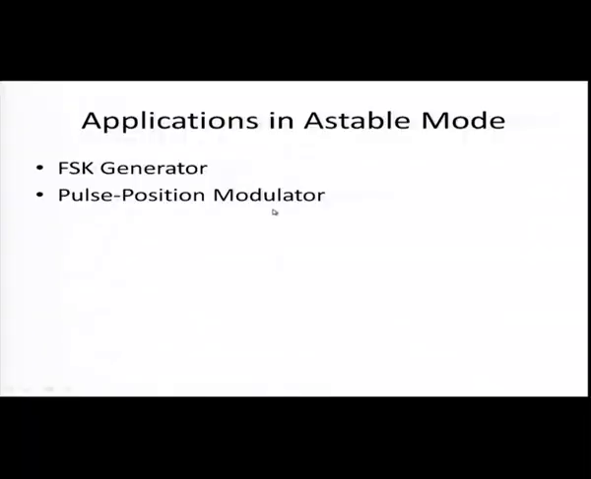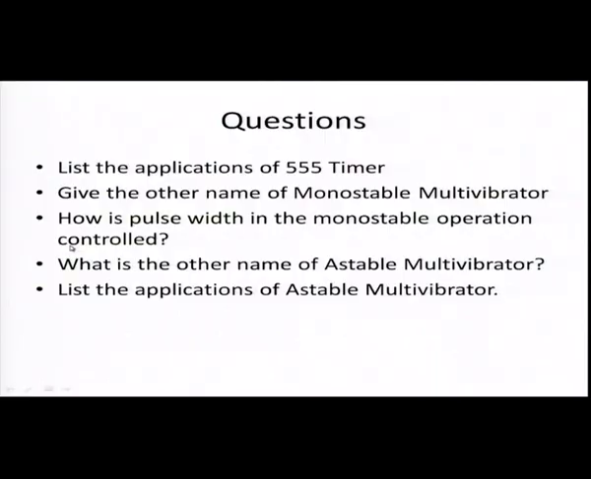The applications are function generator, FSK generator and pulse position modulator. These are the applications of the astable mode. Give me the answers. List the applications of 555 timer. Give the other name of monostable multivibrator. How is pulse width in the monostable operation controlled? What is the other name of astable multivibrator? List the applications of astable multivibrator.